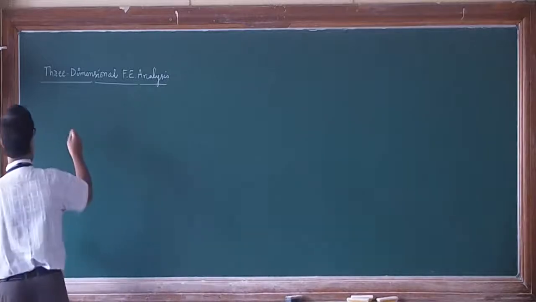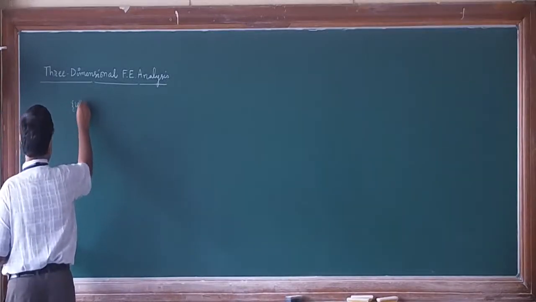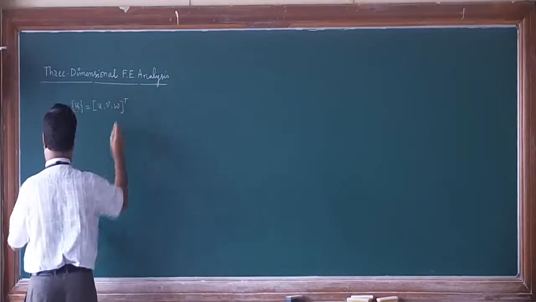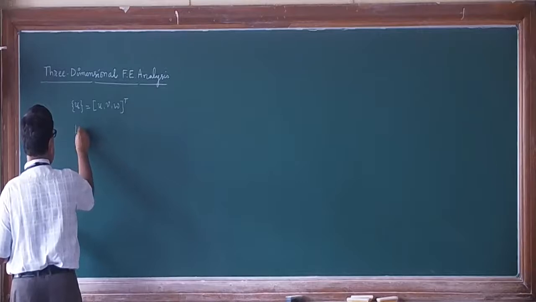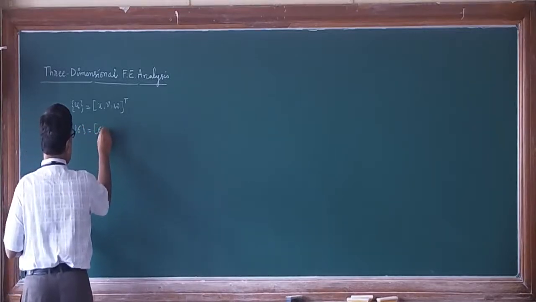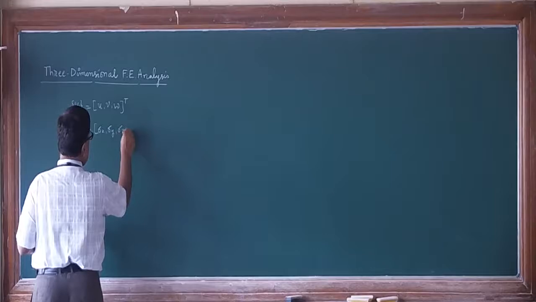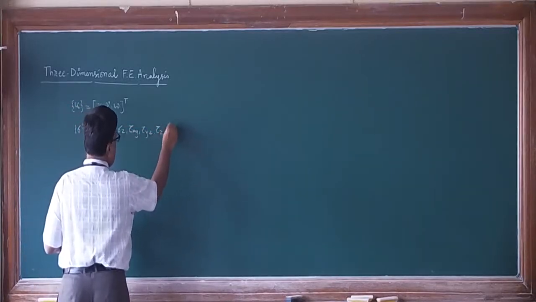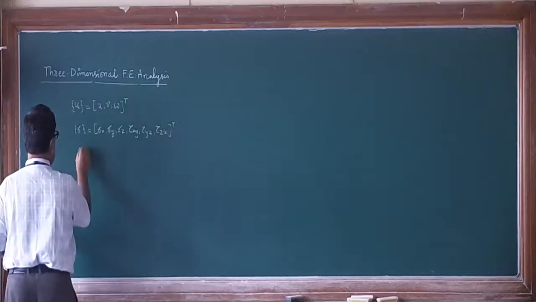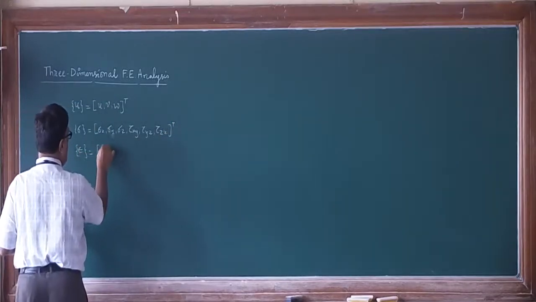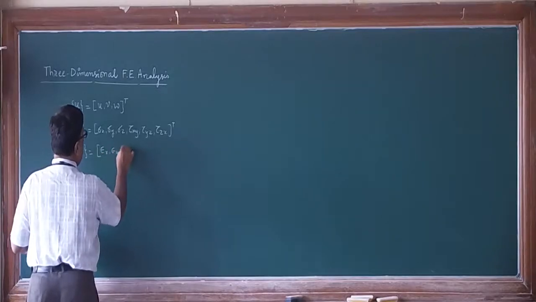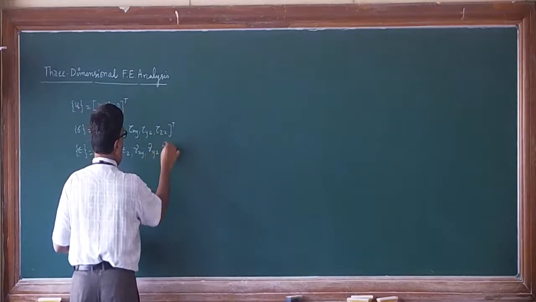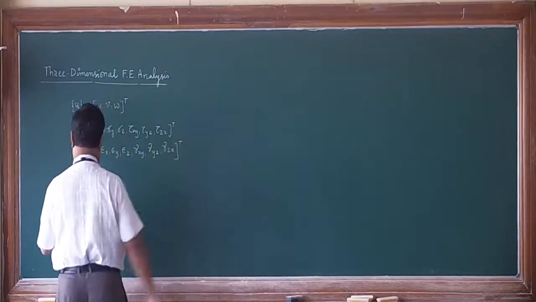As I told you, the displacement vector u consists of 3 components, u, v, and w, transpose. And the stress components, again as I told you, consist of sigma x, sigma y, sigma z, tau xy, tau yz, and tau zx. In the same manner, if you take the strain components, it is again 3 normal strains and 3 shear strains. These are the components.